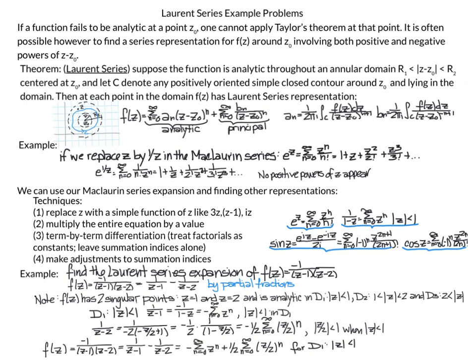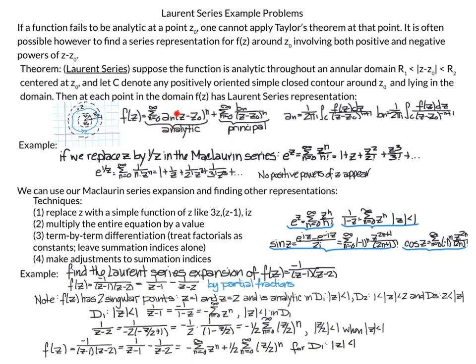The formula for the Laurent series expansion of f of z is equal to the summation of coefficient a sub n times z minus z naught raised to the nth power, plus the summation of coefficient b sub n over z minus z naught raised to the nth power.